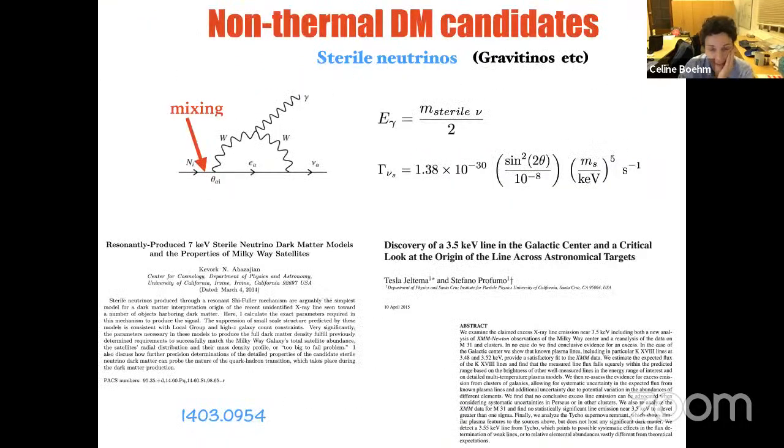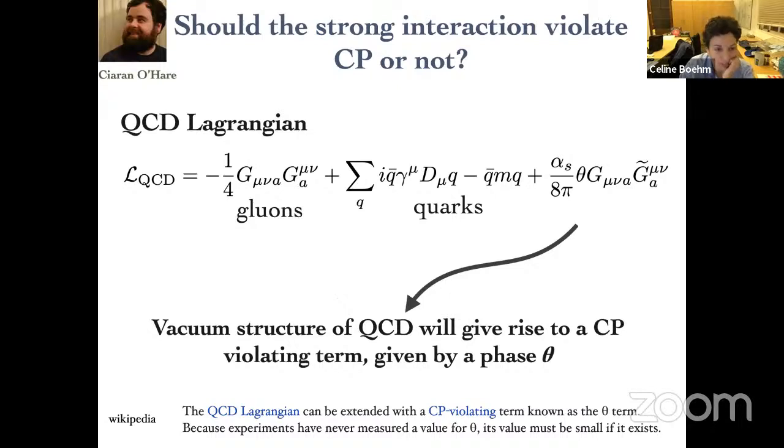So another example of non-thermal dark matter is the axion. Again, I think I have to rush today, so I can't really give you many details, but I think you have lectures anyway on this topic. Axions are related to QCD. So you have a QCD Lagrangian.